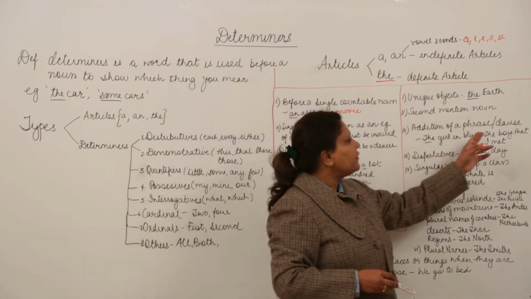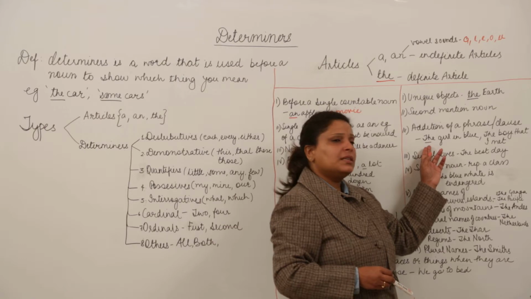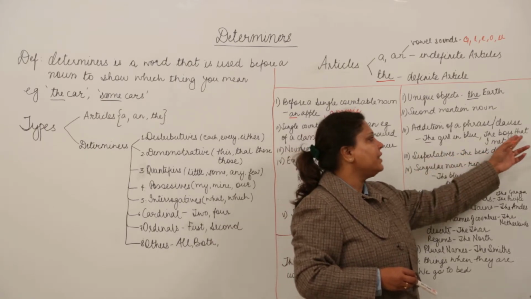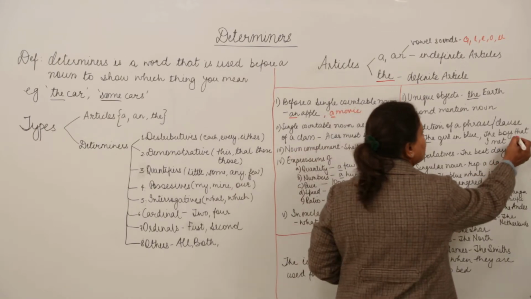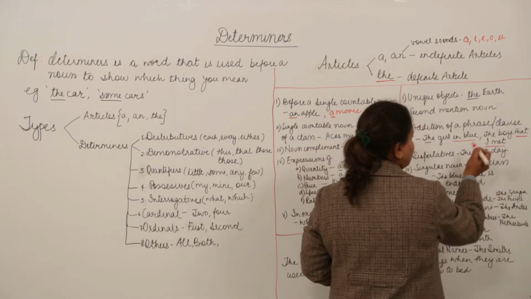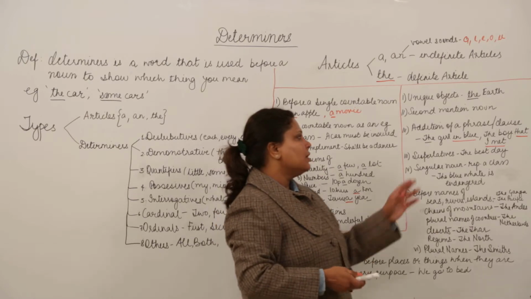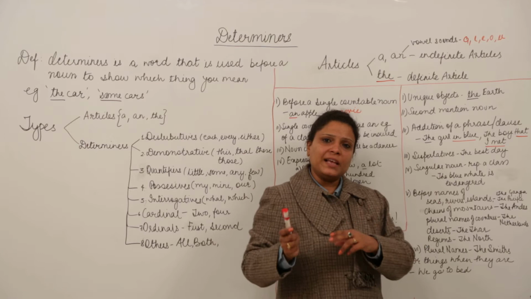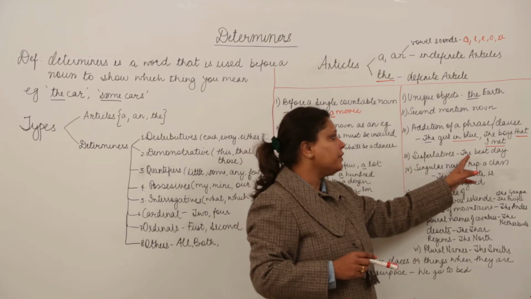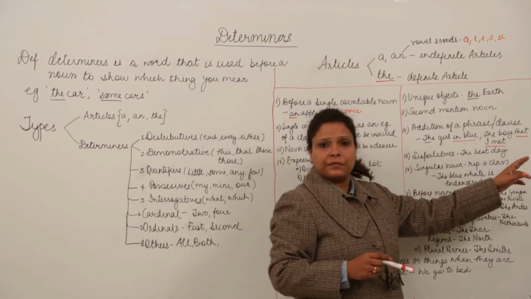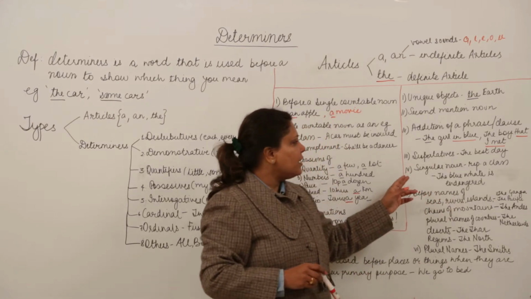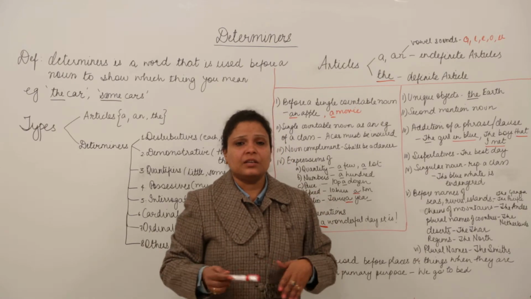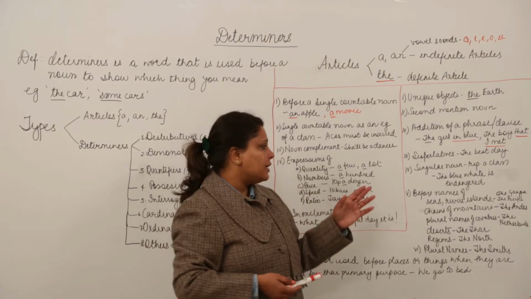Similarly, addition of a phrase or a clause requires the definite article: the girl in blue, the boy that I met. This is a clause, that I met, and this is a phrase. So they also require the. Then the superlatives, the third degree of comparison: good, better, best. With best we will use the, the best day in my life. Similarly, a singular noun that represents a class: the blue whale is endangered. The dog is a faithful animal. That's how we use it.